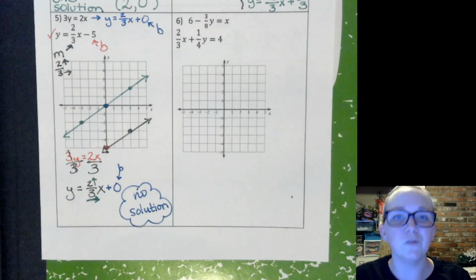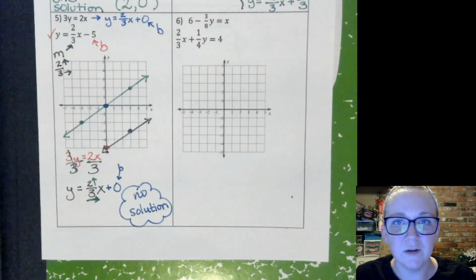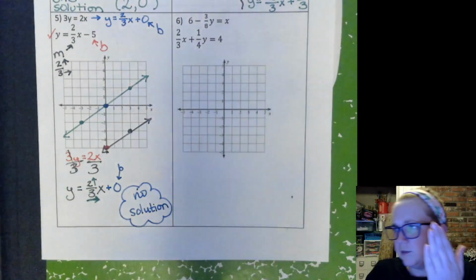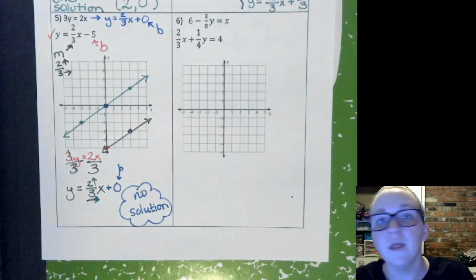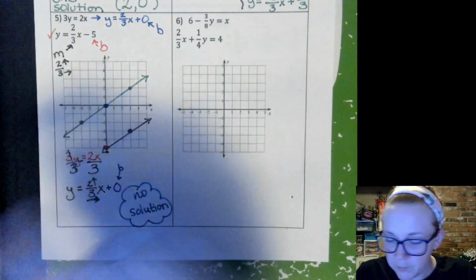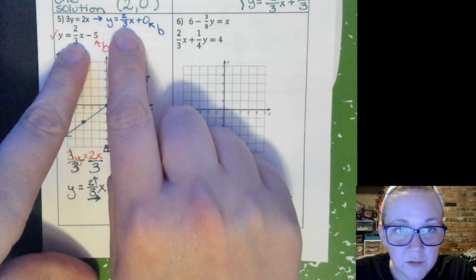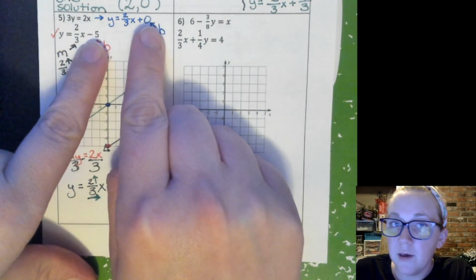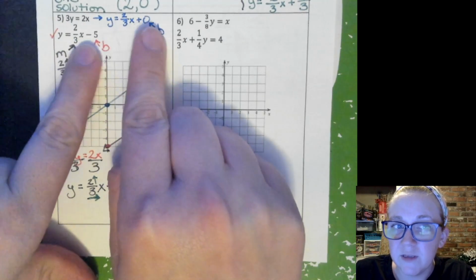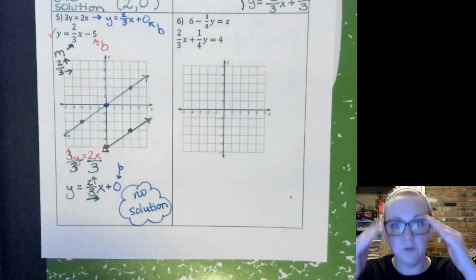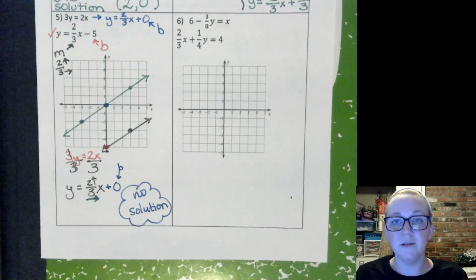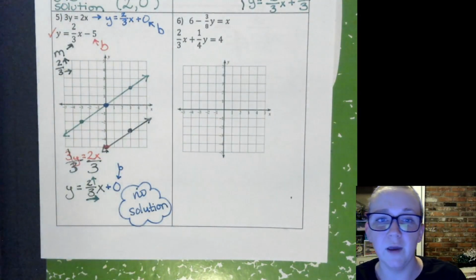You wouldn't even have to graph it, as long as you could tell, oh hey, they have the same slope, different y values. That's all you got to know. Just look for the same number in front of x and different numbers after that. If the x's are the same but the rest is different, no solution, because it's going to be parallel lines.